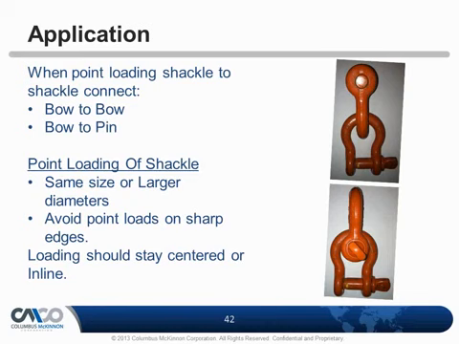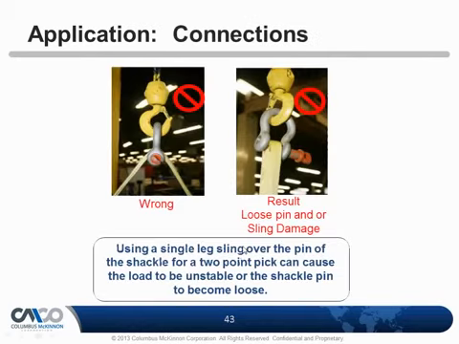When lifting with shackles, if you're going to connect two shackles together, we recommend bow to bow or bow to pin. Point loading of shackles: try to use the same size or larger diameters when connecting to the shackle. Avoid point loading of sharp edges. Obviously, that's going to damage the shackle, and try to stay in line as best as you can.